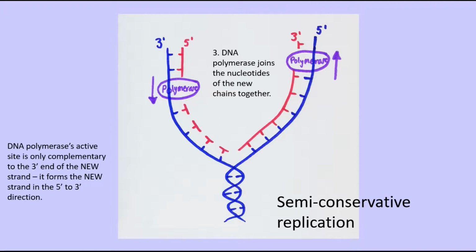Remember the 3' and 5' ends? Well, we need to remember that DNA polymerase is only complementary to the 3' end of the newly forming strand. Therefore, it moves in the 5' to 3' direction down the newly forming strand. And so DNA polymerase moves in opposite directions. One DNA polymerase enzyme will be moving downwards while the other one is moving upwards.